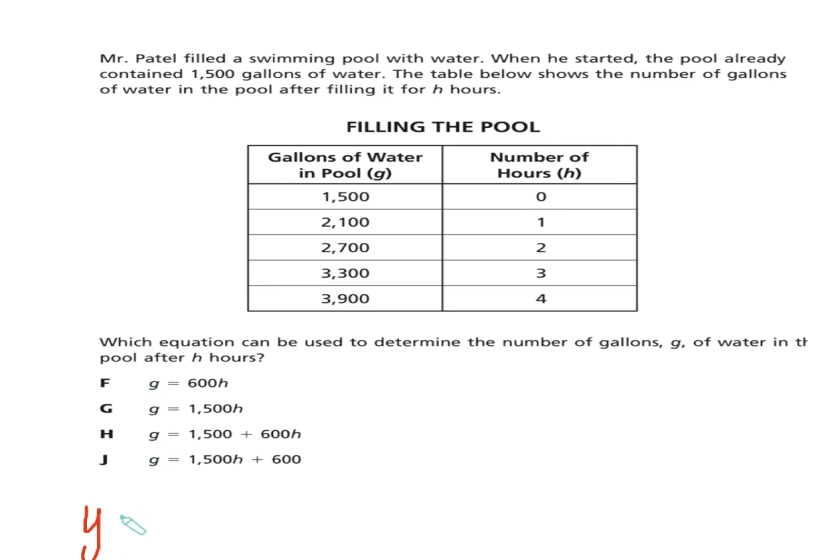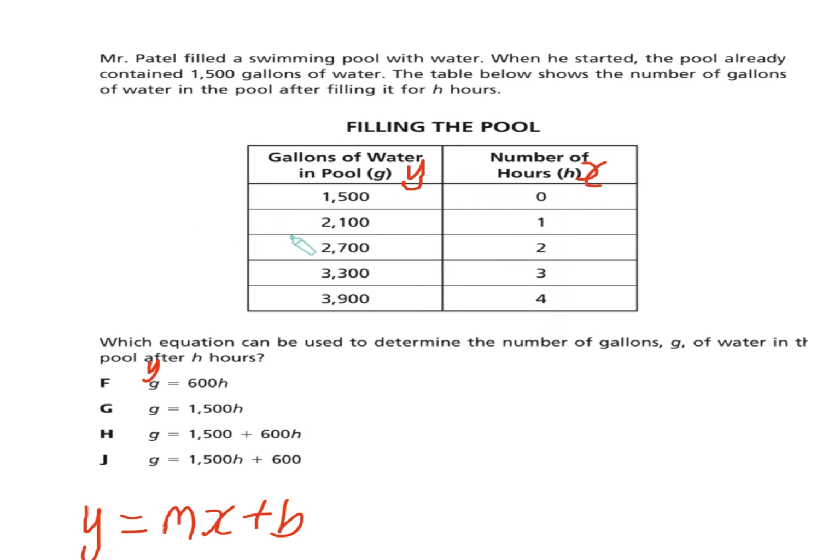Remember, the equation of the line is always y equals mx plus b. So it's always y equals, which means G is y. So this is y, which means this is x. So therefore, the gallons of water depends on the number of hours. And again, remember, I told you your x is always simple numbers, 0, 1, 2, 3, 4.